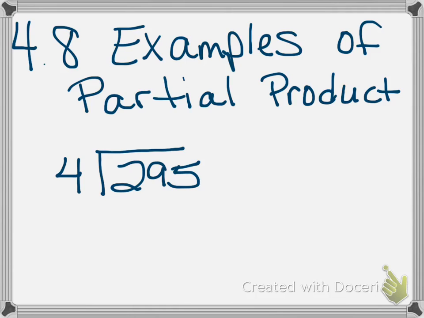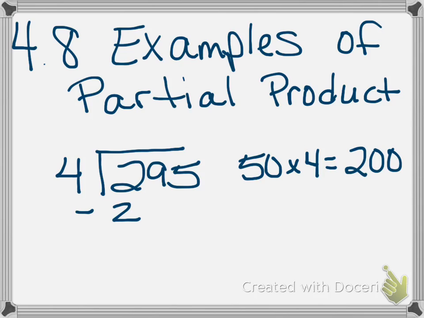Does 4 go into 200 evenly? It might, so we could choose, well, I know 4 times 5 gets me 20, so I know that 50 times 4 is going to work as well, but 50 times 4 is really 200. So I'm going to subtract out my 200, and that gives me 95. From there I need to ask, well, how many times does 4 go into 95?